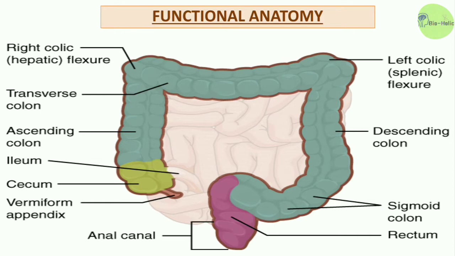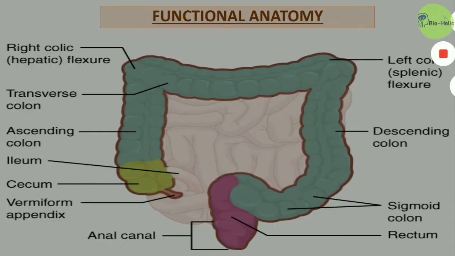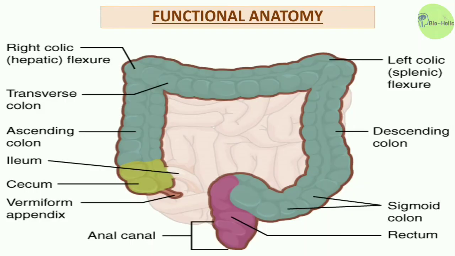And there is also the anal canal, which opens to the exterior through the anus, and the opening is guarded by two sphincters, the internal and outer sphincter.